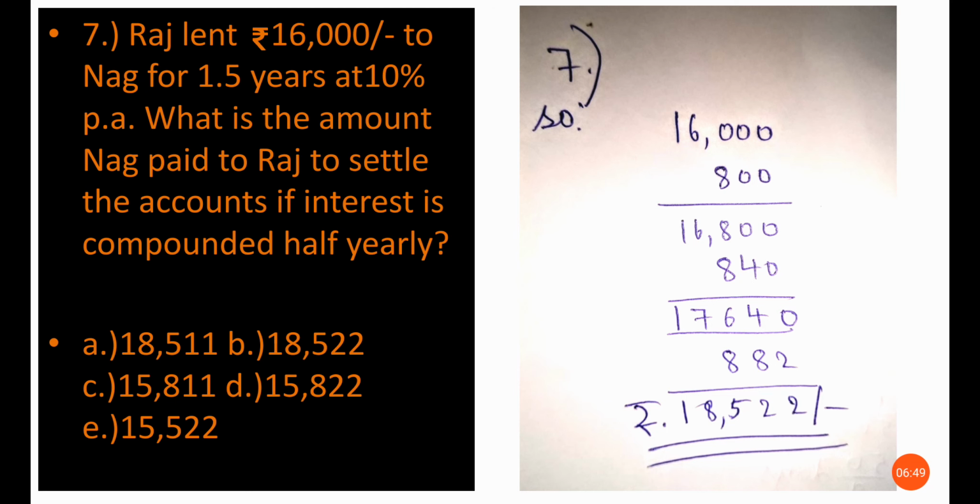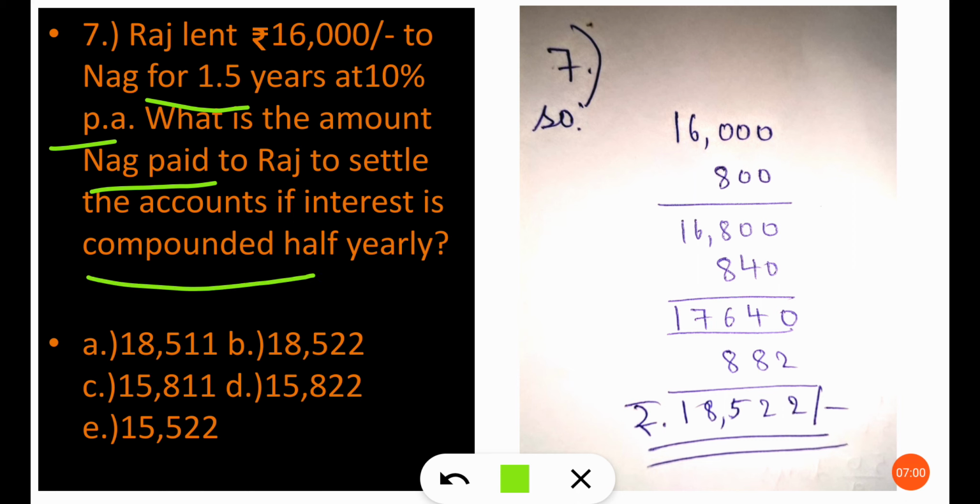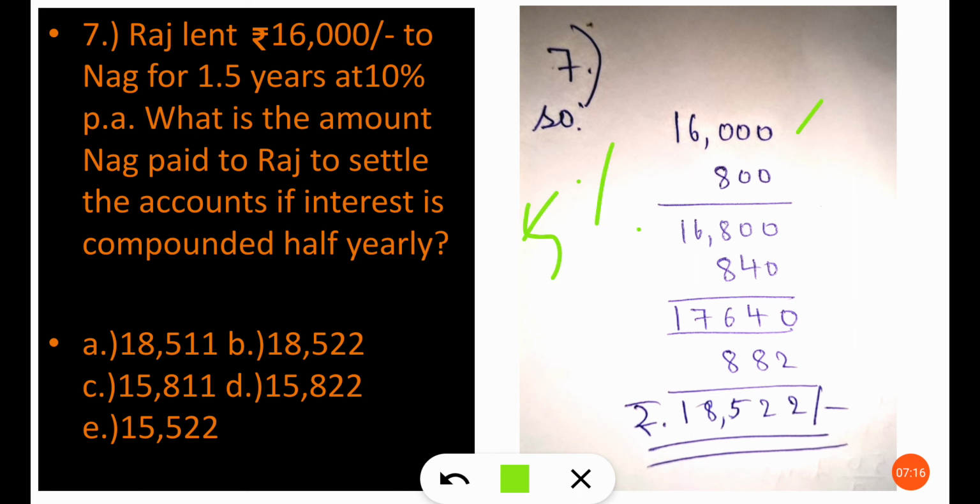Moving to the seventh question. Raj lent 16,000 rupees to Nag for 1.5 years at 10% per annum. What is the amount Nag paid to Raj to settle the accounts if interest is compounded half yearly? The time period is 1.5 years and compounded half yearly. It means we have to calculate 3 times. There are 3 half years in 1.5 year. So the principal is 16,000 rupees and the rate of interest will be 5%. Here 10% per annum they have given, but the compounding is half yearly. So we divide the 10% by 2. We get 5%. And 5% of 16,000 is 800.